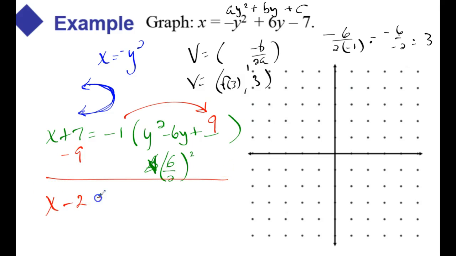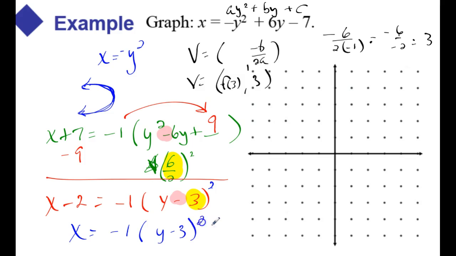So this is really x minus 2 is equal to negative 1, and I've completed the square. This is y minus 3. Remember, it's always just half the middle term. So whatever number this is here, and whatever sign this is, that's what this is. So finishing this back up, this is squared. I get x equals negative 1, y minus 3 quantity squared plus 2.